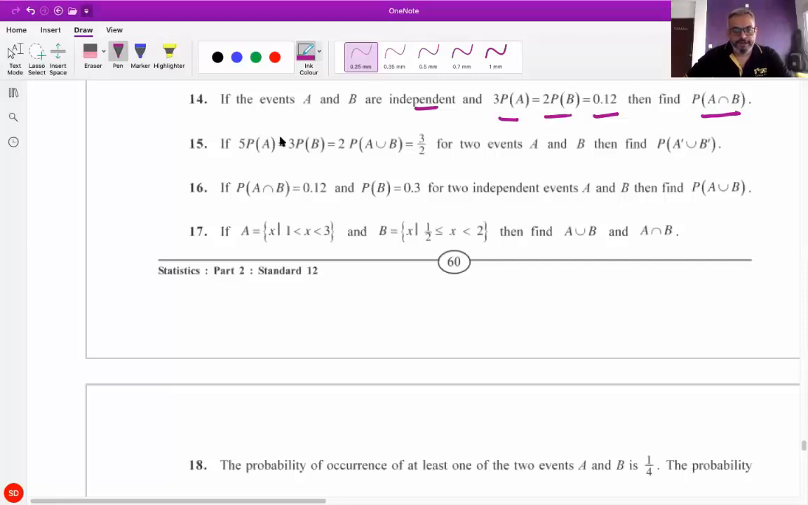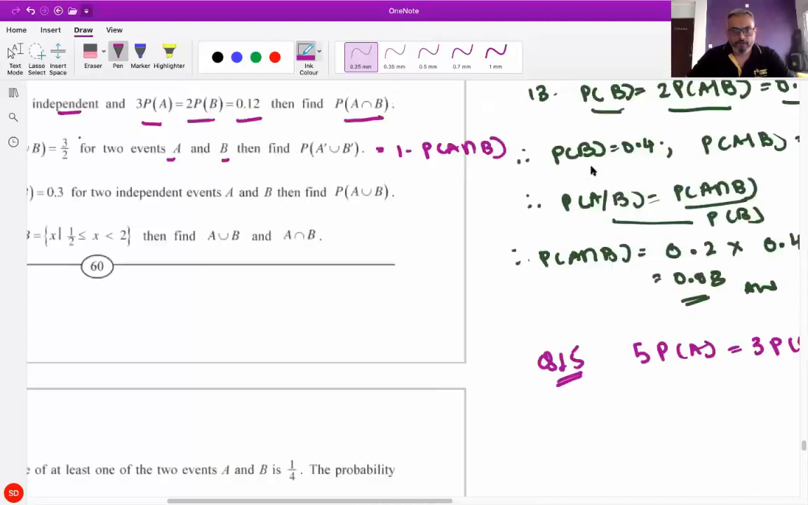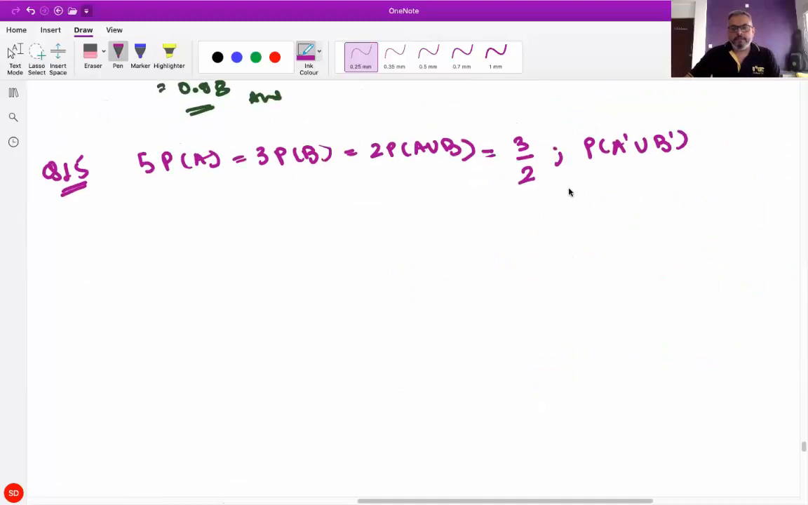Now question number 15. If 5 P of A is equal to 3 P of B is equal to 2 P of A union B is equal to 3 by 2 for two events A and B, then find P of A complement union B complement. Now which is equal to what? 1 minus P of A intersection B. So question number 15, we have to first find out P of A, P of B. Based on that, we find out P of A intersection B using law of addition, and then we go for this answer.